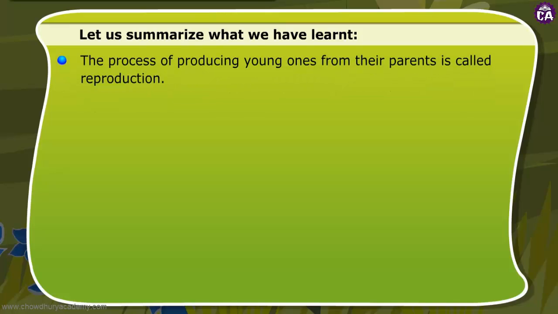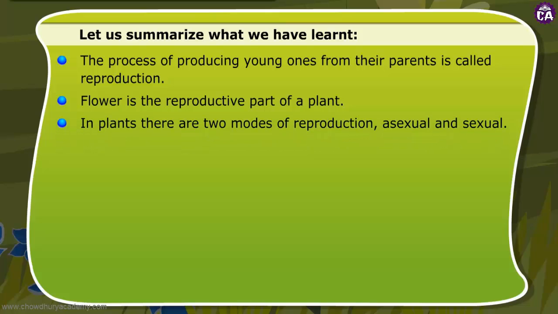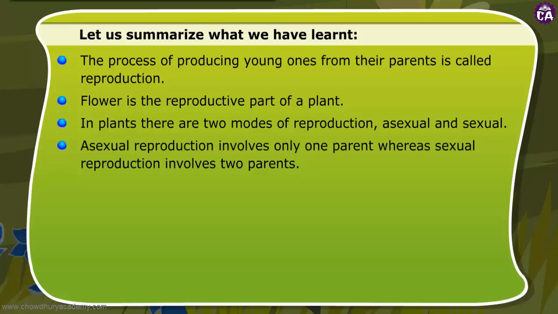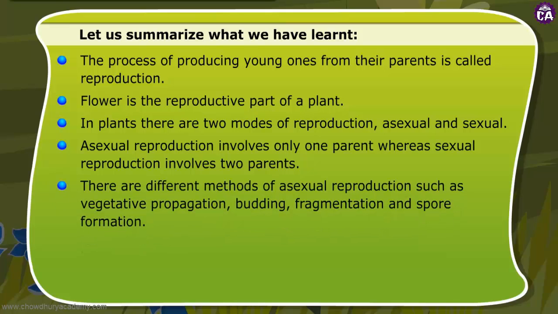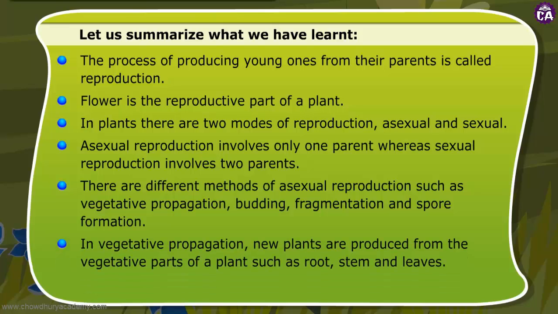The process of producing young ones from their parents is called reproduction. Flower is the reproductive part of a plant. In plants, there are two modes of reproduction, asexual and sexual. Asexual reproduction involves only one parent, whereas sexual reproduction involves two parents. There are different methods of asexual reproduction such as vegetative propagation, budding, fragmentation, and spore formation. In vegetative propagation, new plants are produced from the vegetative parts of a plant such as root, stem, and leaves.